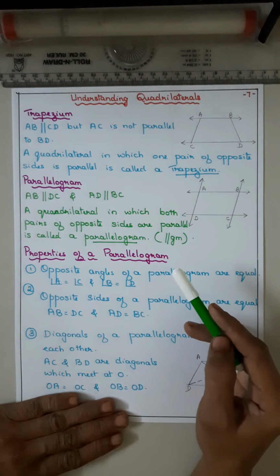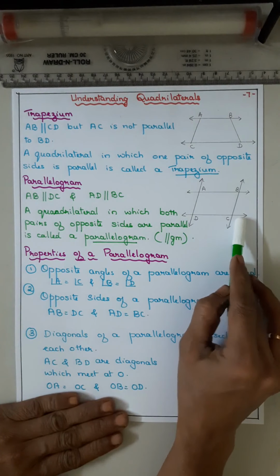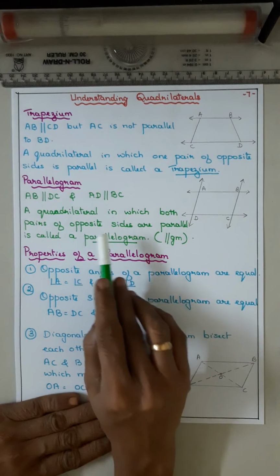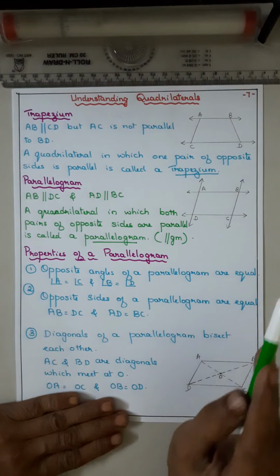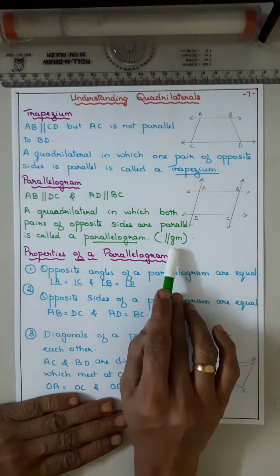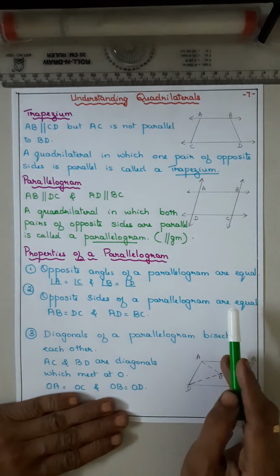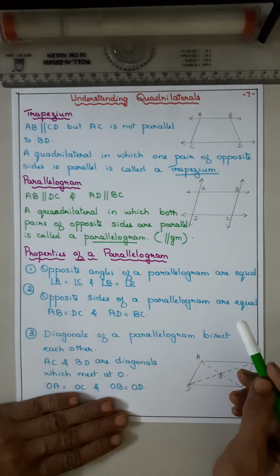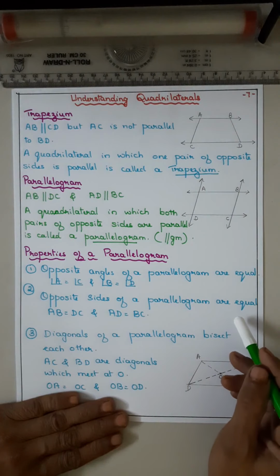Now what is a parallelogram? AB is parallel to DC, AD is parallel to BC. Means a quadrilateral in which both pairs of opposite sides are parallel is called a parallelogram. For parallelogram, this is the short form symbol, two parallel lines and GM, that means parallelogram. So here both pairs of opposite sides are parallel. Here only one pair of opposite sides is parallel.